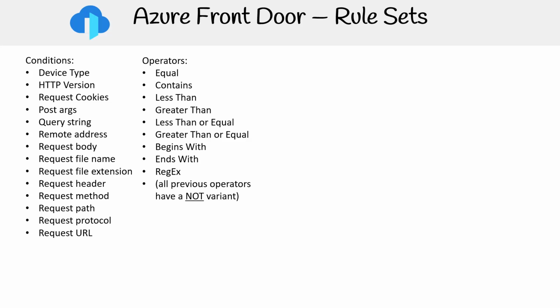Azure Front Door utilizes rule sets to manage its operations, offering a range of operators for precise control. These operators include equal, contains, less than, greater than, less than or equal, greater than or equal, begins with, ends with, and regex. Additionally, each of these operators has a corresponding "not" variant, providing enhanced flexibility and specificity in defining rule conditions. Action: cache expiration, cache behavior: bypass, override, set if missing.